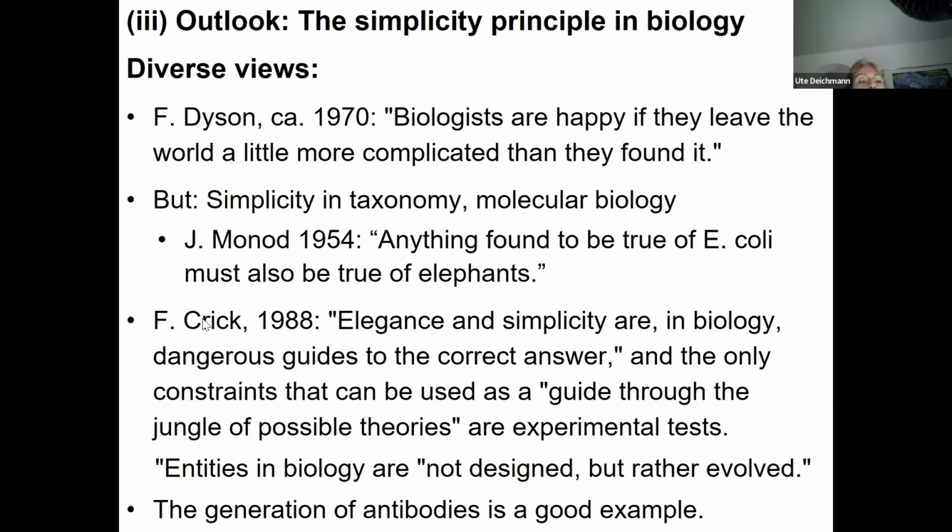And Francis Crick, then physicist turned molecular biologist, just warned against this principle in biology. He said, elegance and simplicity are dangerous guides to the correct answer, and the only constraints that can be used as a guide through the jungle of possible theories are experimental tests. And entities in biology are not designed, but rather evolved. And I think the generation of antibodies is a very good example. There is no design.